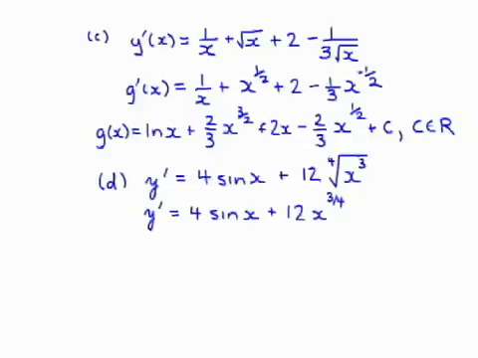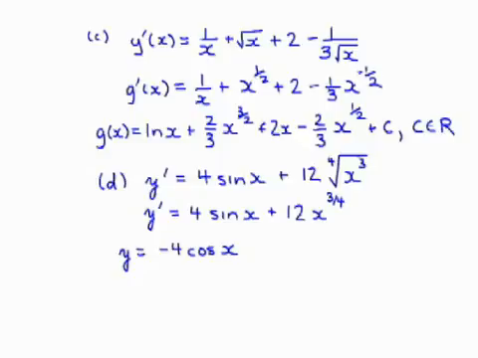Y is going to be equal to negative 4 cosine x. Now, this is where a lot of kids make a mistake. Most kids would say, oh, wait a second, the answer should be 4 cosine x. What they make the mistake of doing is saying, oh, the derivative of sine x is cosine x. But remember, we're not dealing with derivatives, we're dealing with antiderivatives.